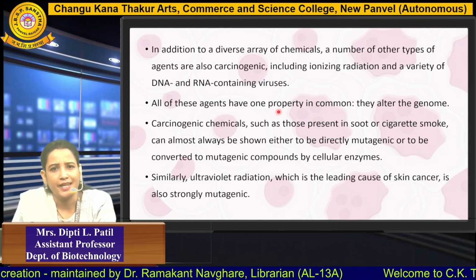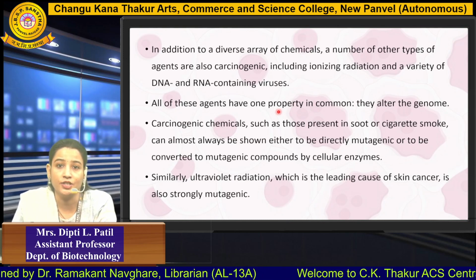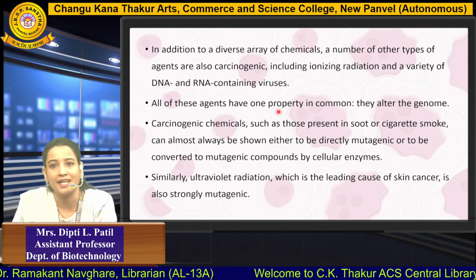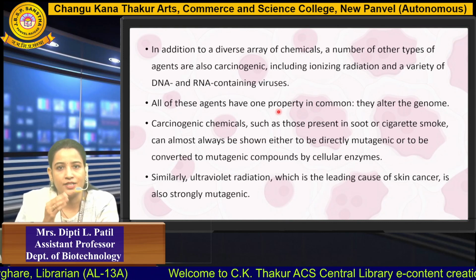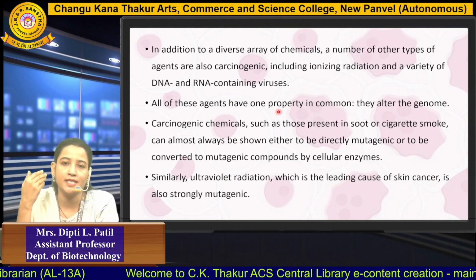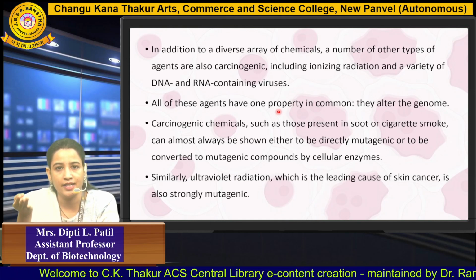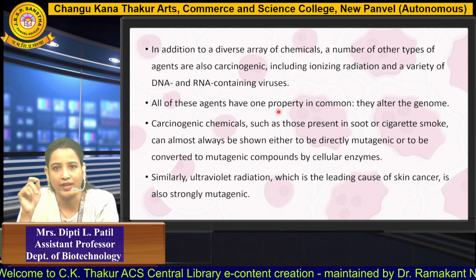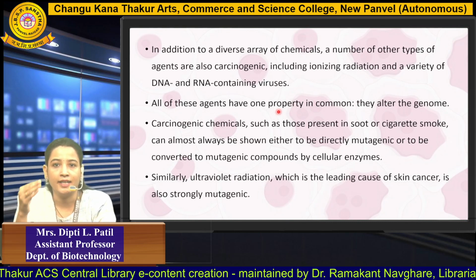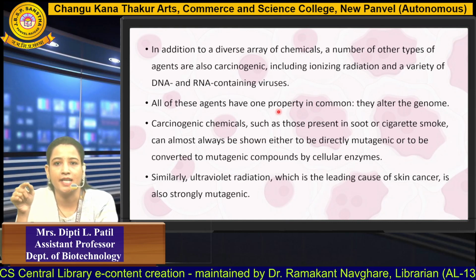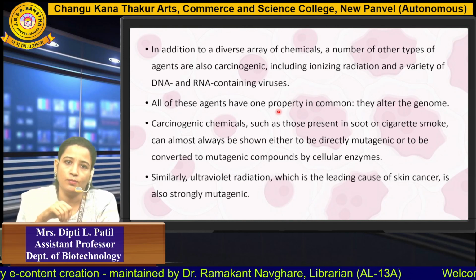So all of these agents have one single property in common, that they alter the genome. See, this is exactly the main root cause of the cancer. Means what? These agents, whether you say the carcinogenic chemical, or any ionizing radiation, or any DNA or RNA viruses, all of these agents are causing alteration in the genome of the cell, and because of that alteration cancer is caused in the body.